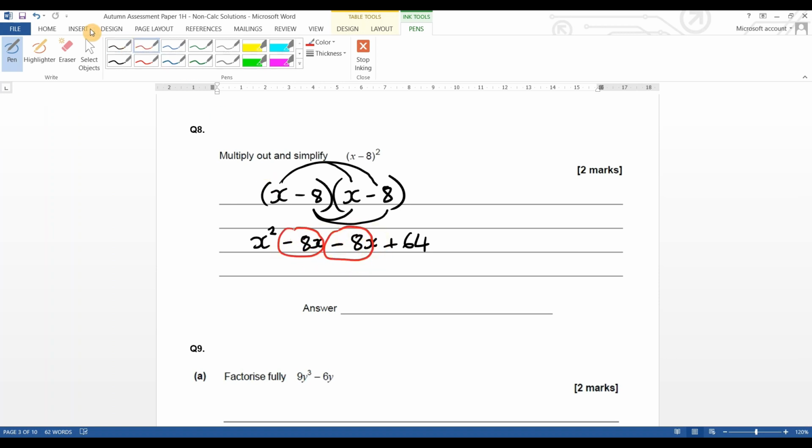Oh, that was a funny one. Should we do that? It's a bit weird using this pen.